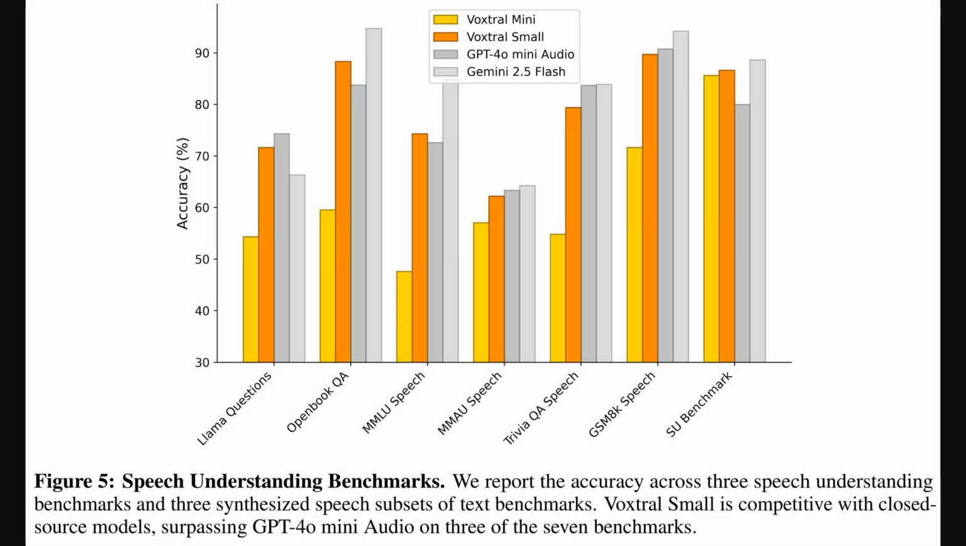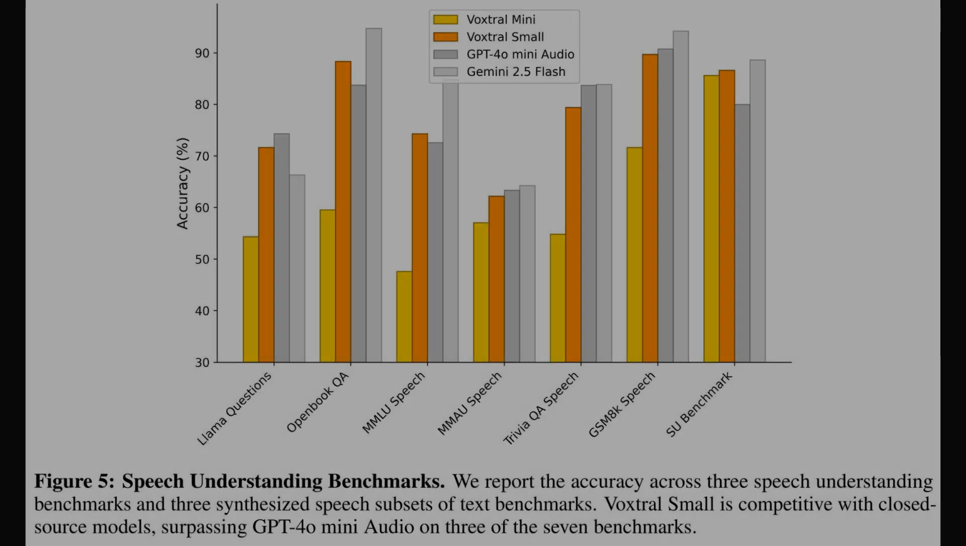Moving beyond simple transcription, this next chart looks at speech understanding, so how well the models grasp the meaning behind the words. We're looking at accuracy scores across 7 different benchmarks, where a higher bar is better. And again, Voxtral Small, in dark orange, is incredibly competitive with the big players. It actually surpasses GPT-4o Mini audio on 3 of these tests, like MMLU speech and Trivia QA speech. This really demonstrates that the model isn't just a great transcriber, it's also capable of genuine reasoning and comprehension directly from audio.